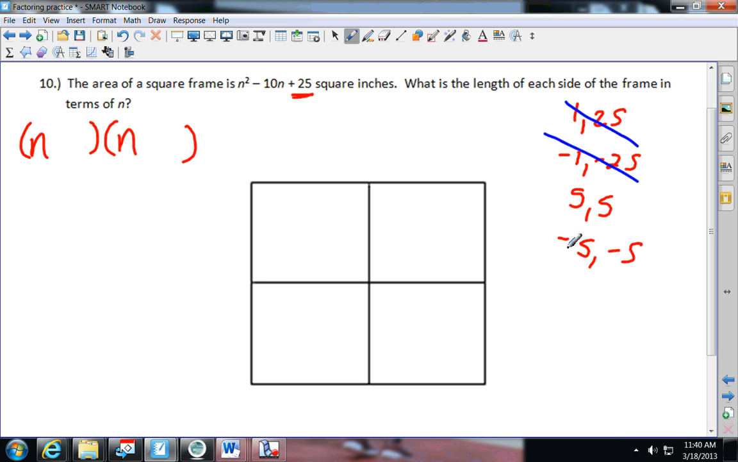How do I know out of these two sets of factors which one is correct? They add up together to give you what? Negative 10. Which one does add up together to give you negative 10? Negative 5 and negative 5. So my answer is going to be n minus 5 times n minus 5.